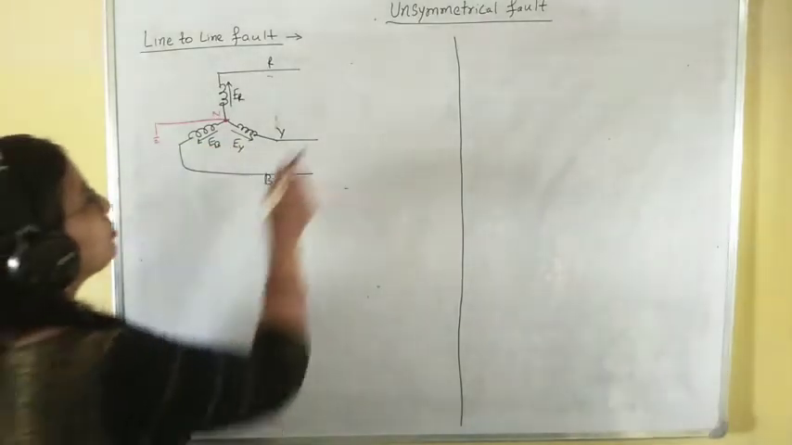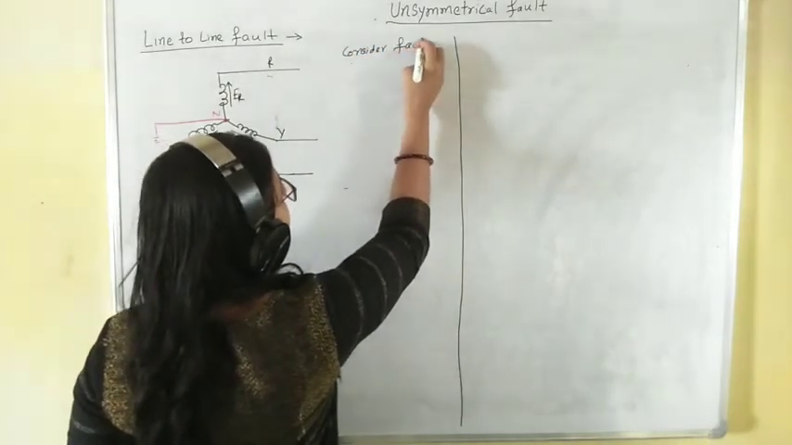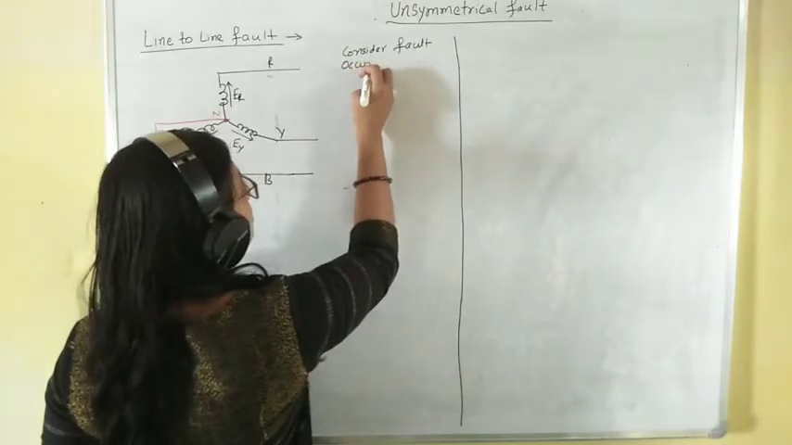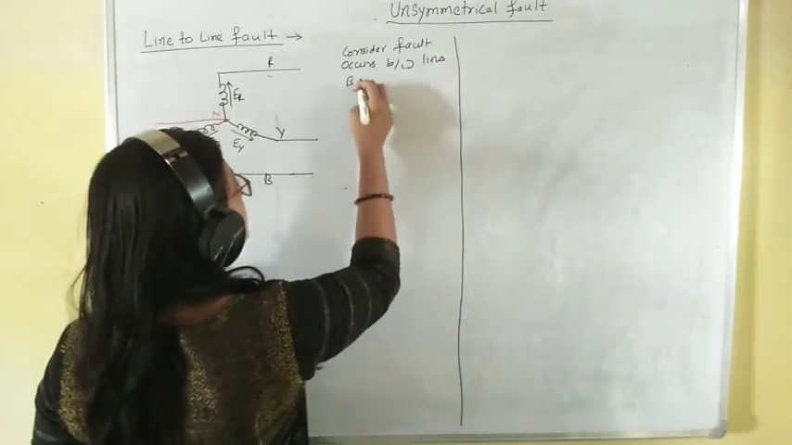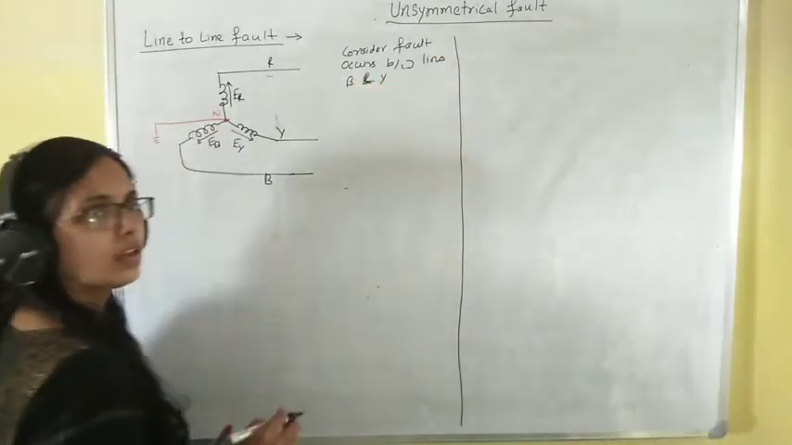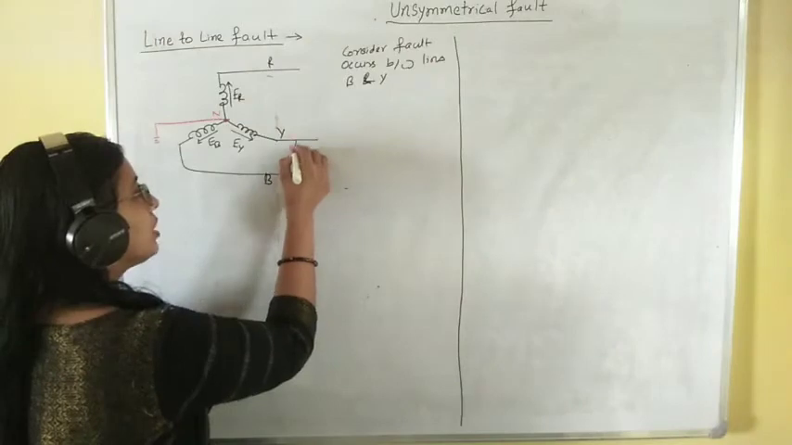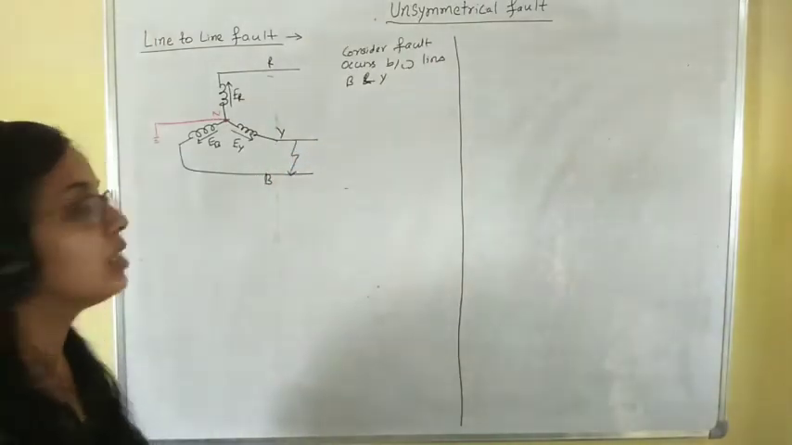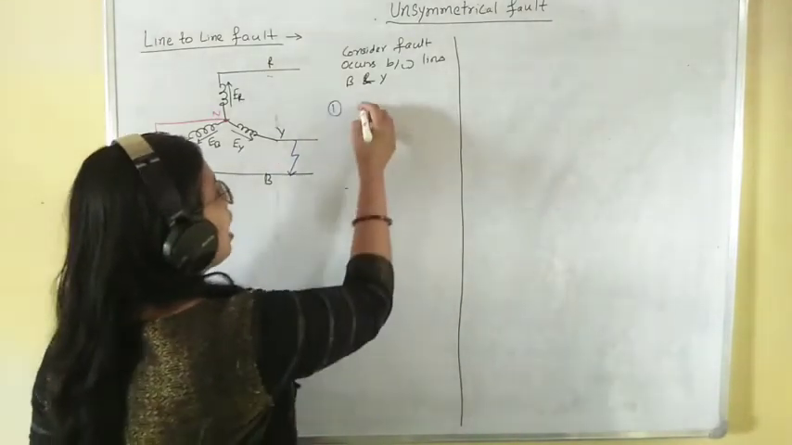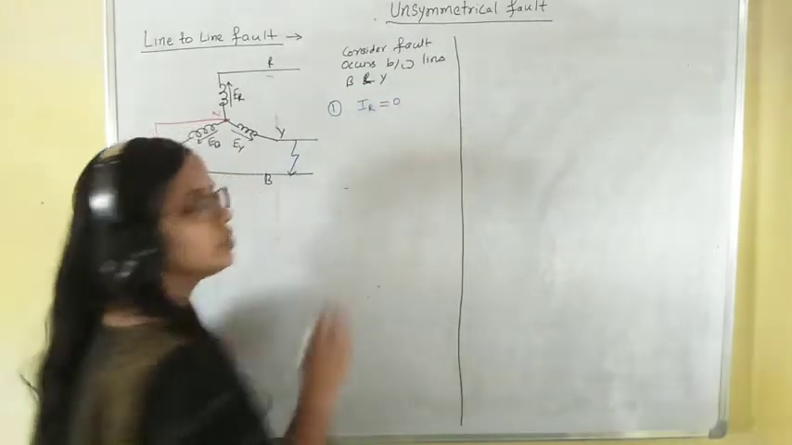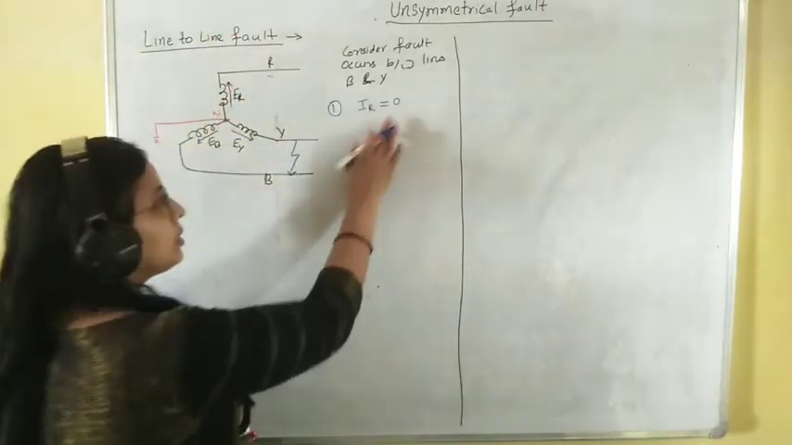Okay, so consider here a fault occurs between lines B and Y. If the fault is occurring here in Y and B, then what should be the conditions for the fault? First condition: IR current should be 0. That means this line is open here, so its current will be 0.